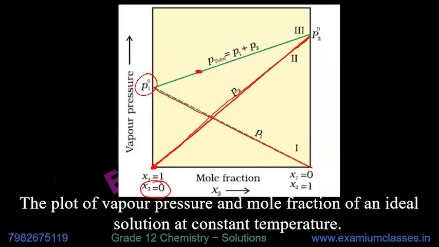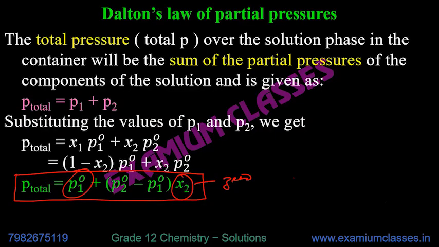And if you consider here, only component 2 is present, means x1 is 0. When x1 is 0, x2 is equal to 1. And when x2 is 1, it will be equal to P1 naught plus P2 naught minus P1 naught. P1 naught got cancelled, P2 naught. So it means this graph represents the combined equation basically.